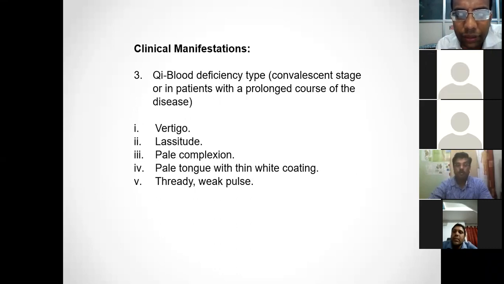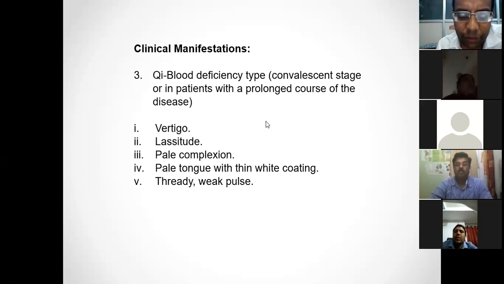Qi and blood deficiency: vertigo, lassitude. Whenever there is deficiency of Qi and blood, you will find the patient having vertigo, lassitude, pale complexion, pale tongue with thin white coating and weak pulse. You will see these patients have vertigo. Their face is anemic, meaning you will see whiteness in the face. The face is pale.